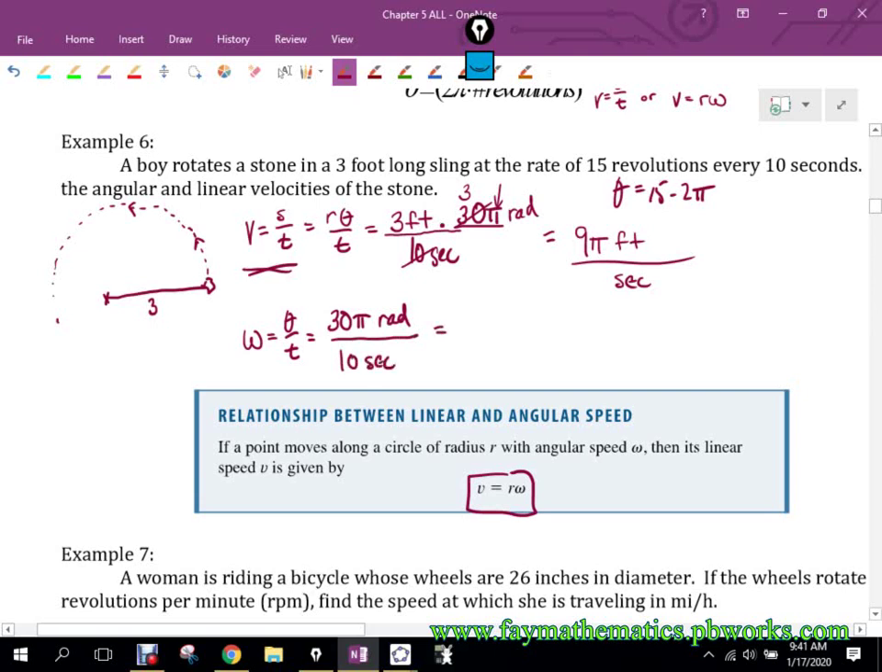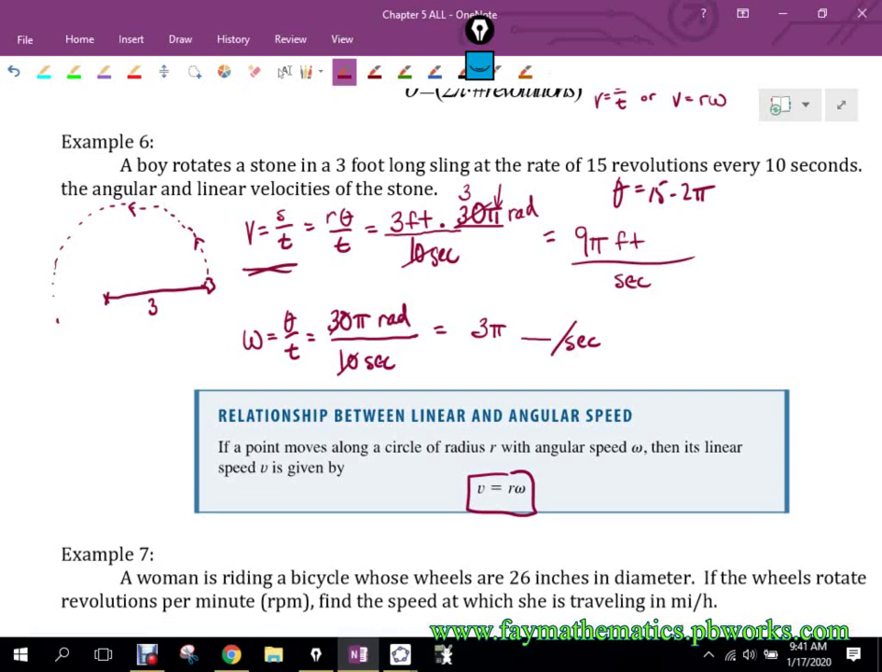Okay, so do any units cancel there? No, so I get 3 pi radians per second, right? Now here's my question. Can radians kind of maybe disappear? Because they're dimensionless, right? Yeah. If I let them go away, that second can't go away. Does that make sense? Okay, so I still have a per second.